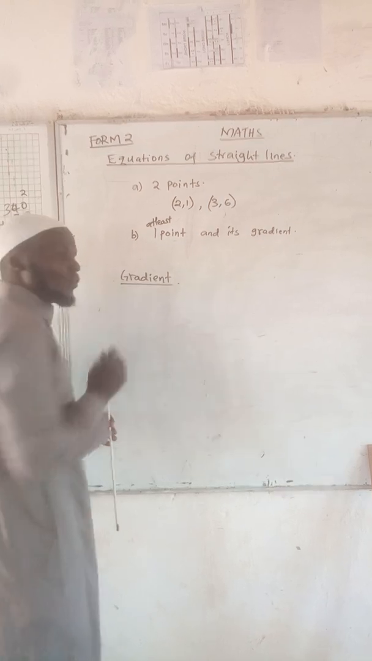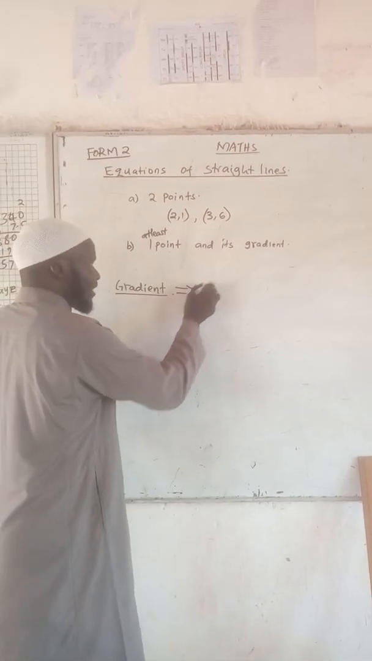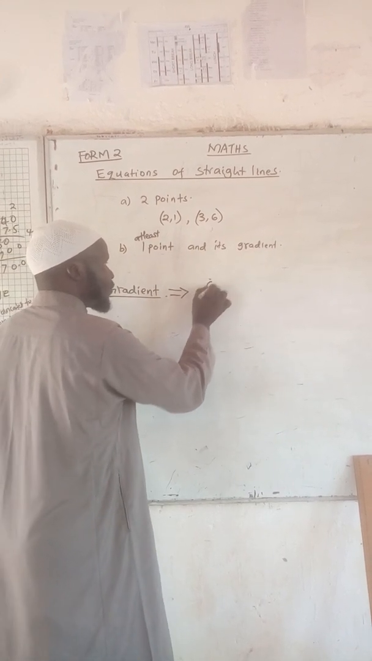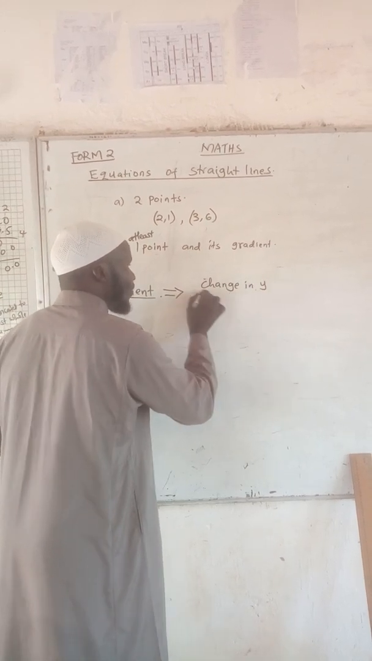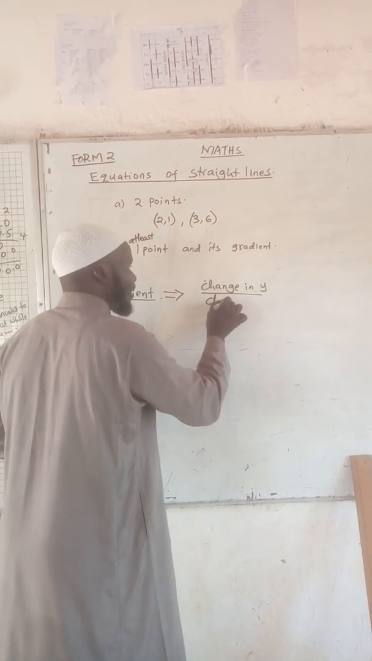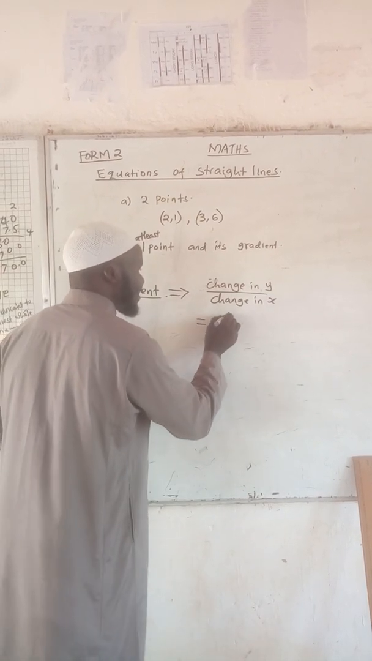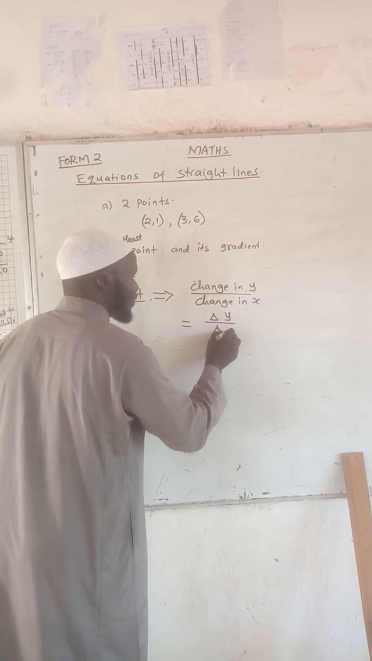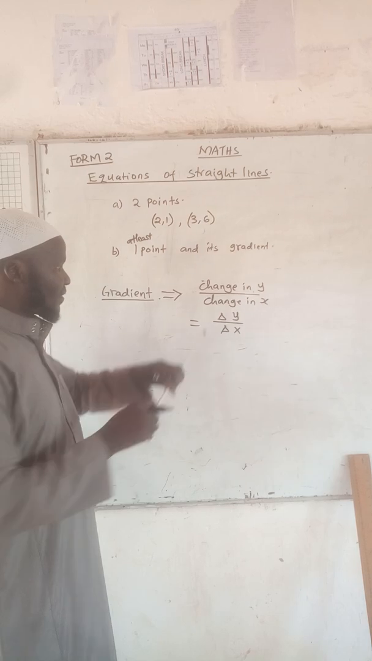Now, how do we always get the gradient? Gradient is given by change in y over change in x. This is just the same as, it is denoted as this, change in y over change in x. So, gradient is given by this.